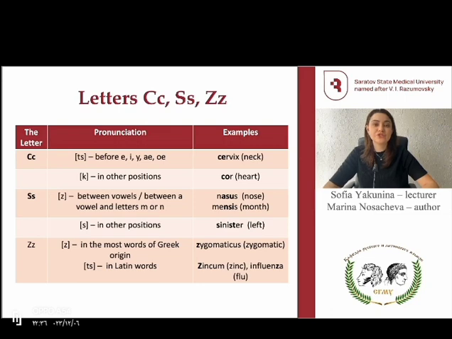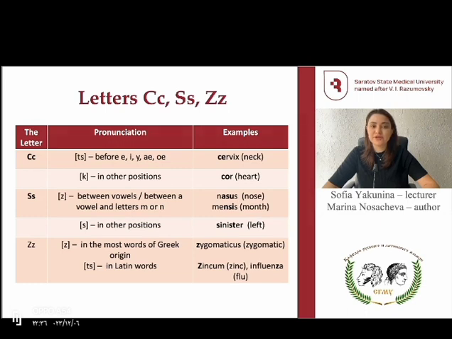Some consonants have two ways of pronunciation. For example, the letter C is pronounced as C before the vowels E, I, and Y, and the following diphthongs AE and OE, like in the word cervix. And it is pronounced as K in all other positions, like for example in the word core. The letter S is pronounced as Z between two vowels, like in the word nasus, or between a vowel and the letter M or N, like in the word mensis. And it is pronounced as S in all other positions, like in the word sinister.